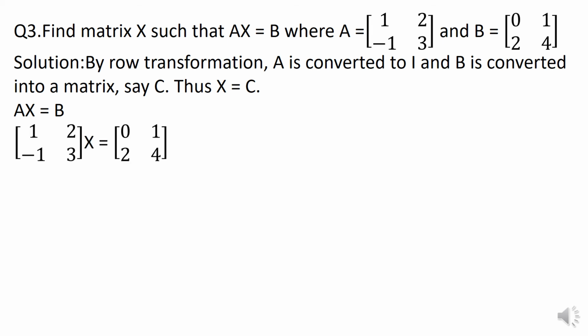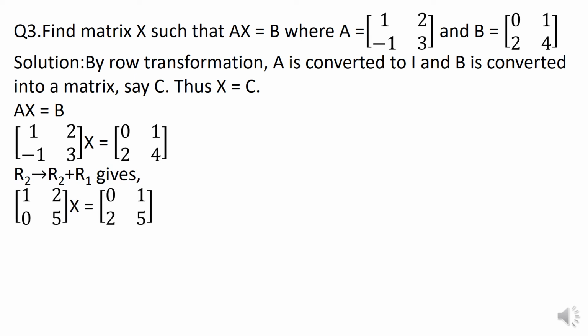Then we want to convert A into an identity matrix. Already the 1, 1th position has 1. So we want to convert minus 1 into 0. So as a result, R2 plus R1 gives us 0 in the corresponding position. Remember, on the RHS also the same transformation is applied. You are not going to forget what to do on the RHS.